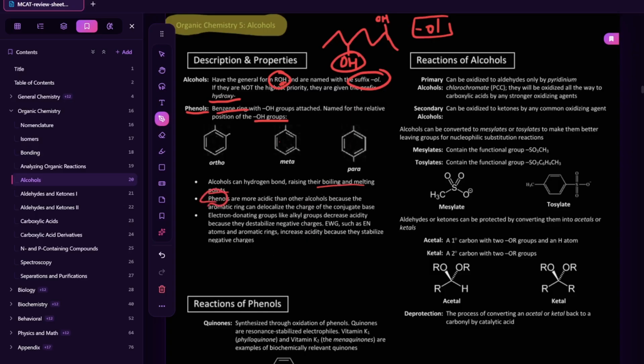Phenols are more acidic than other alcohols because the aromatic ring can delocalize the charge of the conjugate base.